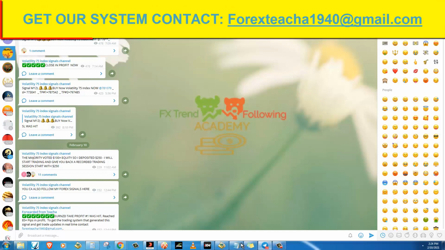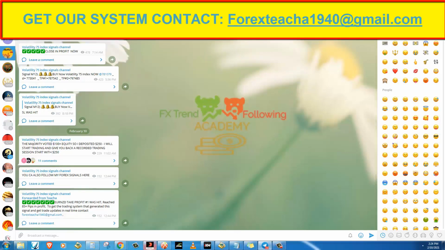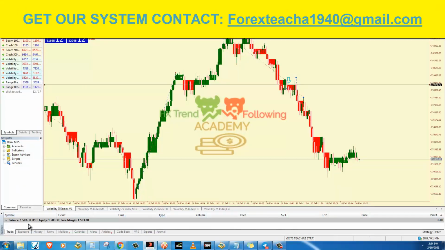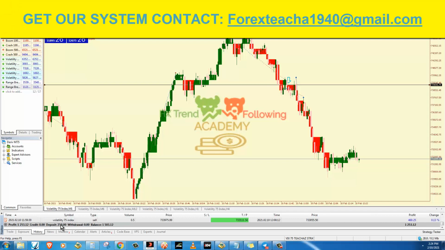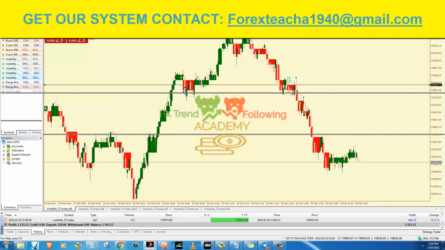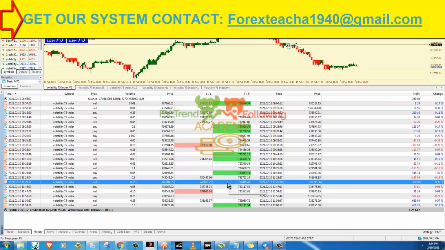So I'm going to show you that same account that I was trading today. If you go right here, you're going to see the balance. This is now 1,500. And if you go to the history, you're going to see the deposit that was made is $250, and the profit that was made is $1,253. Even if I scroll up like this, you can still see all the deposit and the balance. Everything is right in front of you.